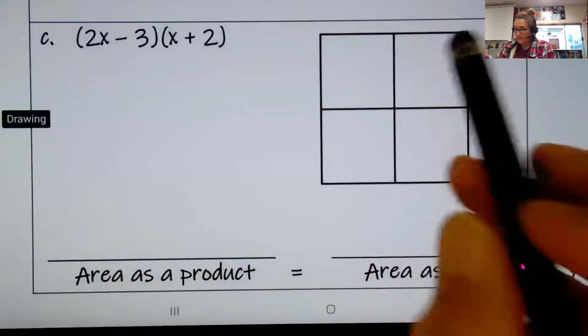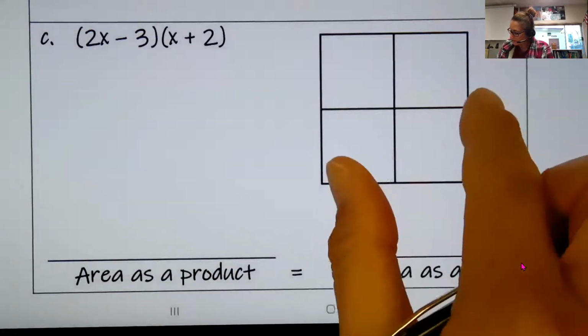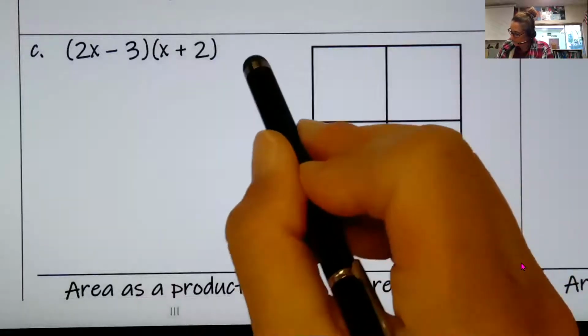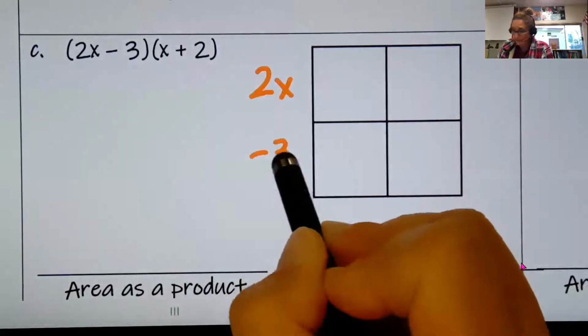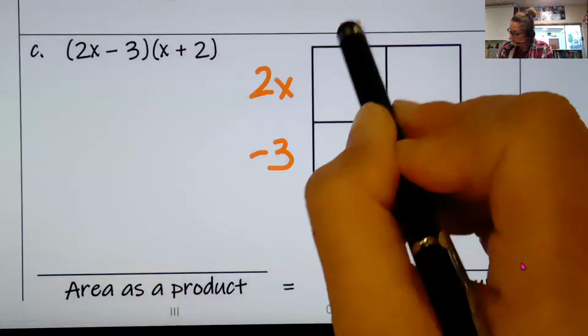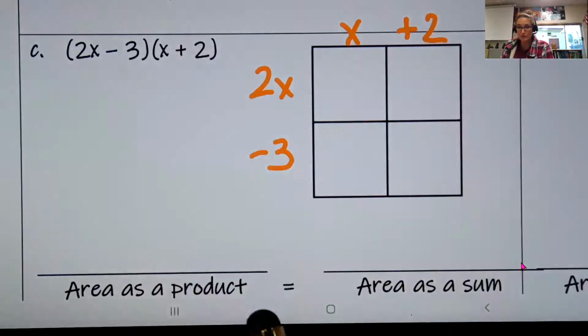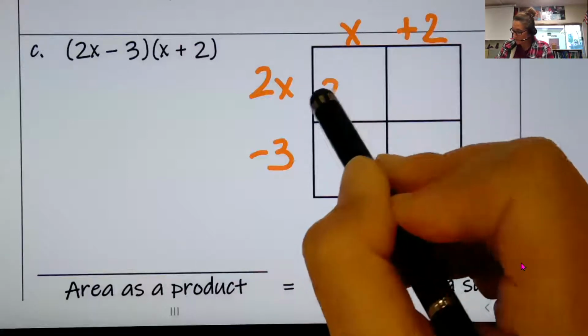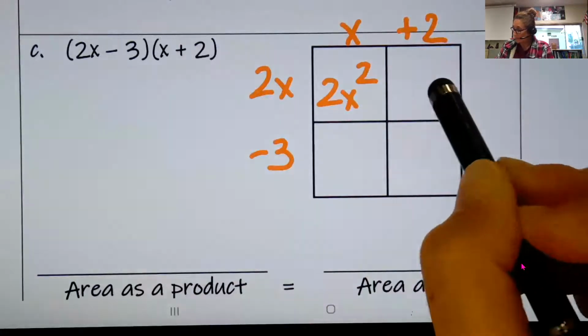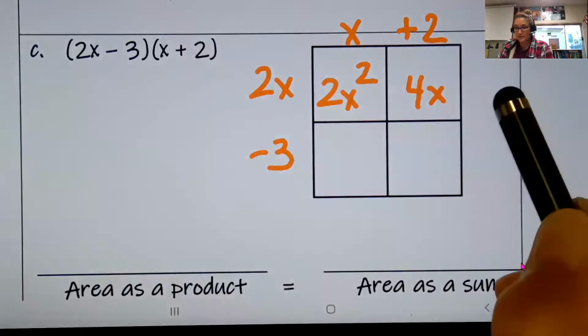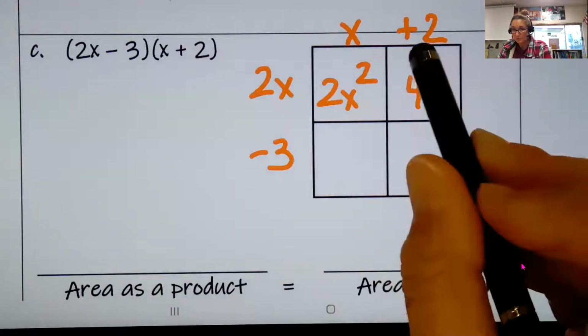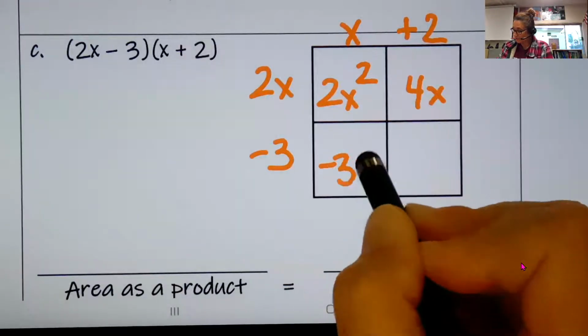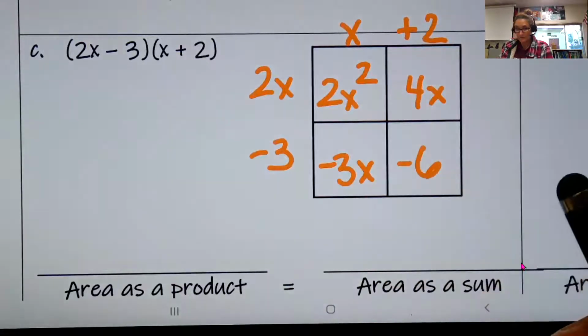So on C, let's say I put my 2x and my minus 3 here, and then I'll have my x and my plus 2 here, and then I multiply. So 2x is going to multiply with these, so I get a 2x squared and a 4x. Now my negative 3 is going to multiply with both of these. So I get a negative 3x and a negative 6.